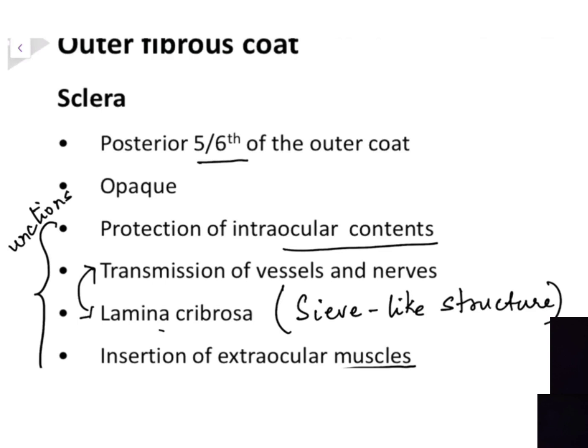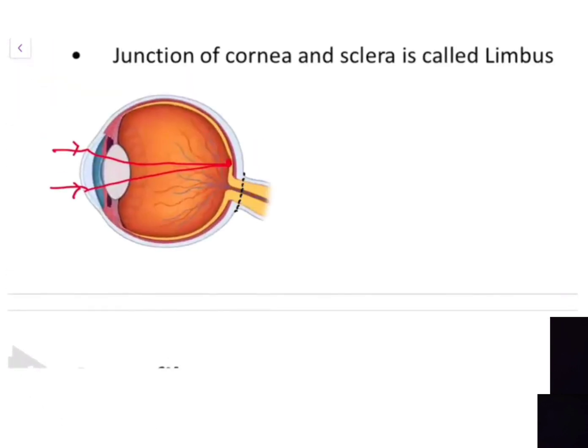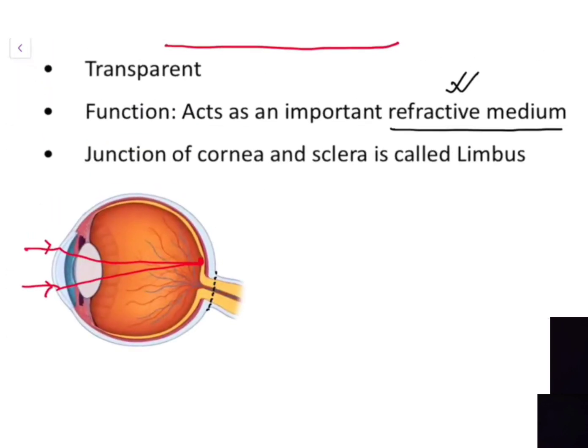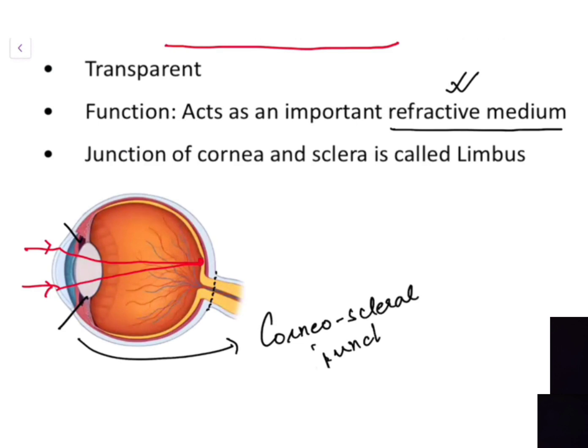So what did we learn? It gives protection to the intraocular contents, it allows transmission of blood vessels and nerves, and it also gives insertion to our extraocular muscles, right? Now see, at the junction of the cornea and the sclera, what do we have? This is your corneoscleral junction, which is called your limbus.